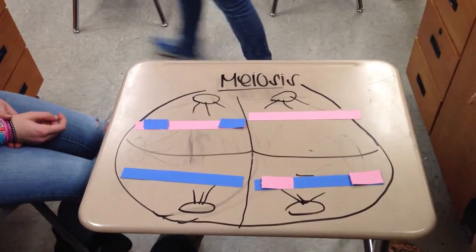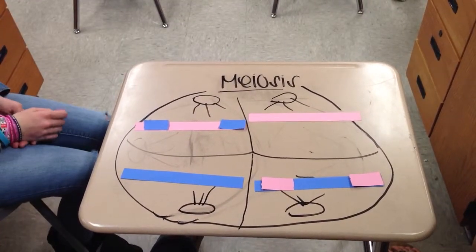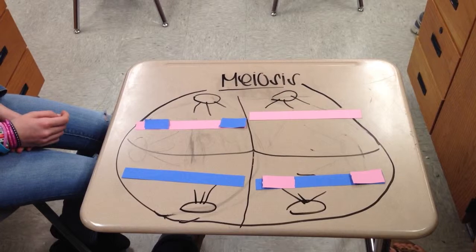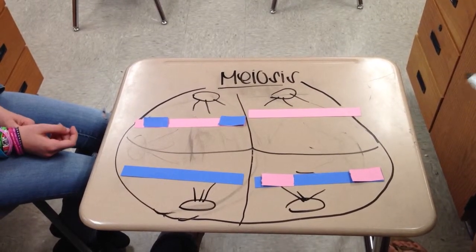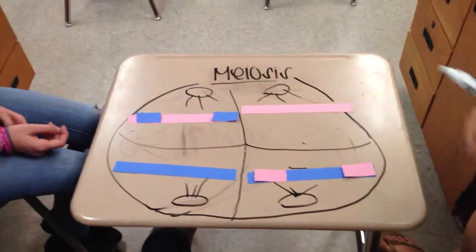Crossing over is when one arm of the chromatid crosses over the arm of the other chromatid so that the sister chromatids of a homologous chromosome will no longer have identical genetic information.